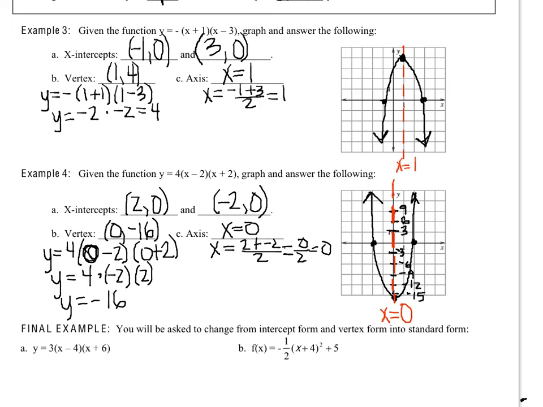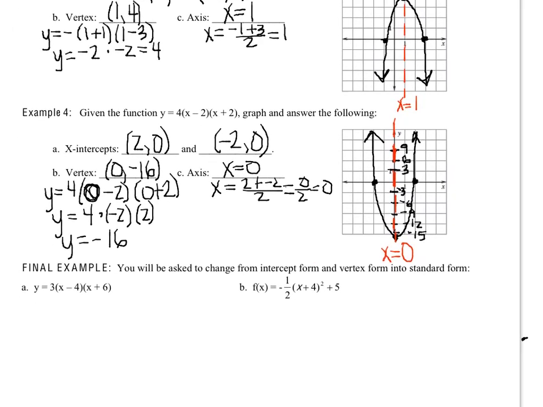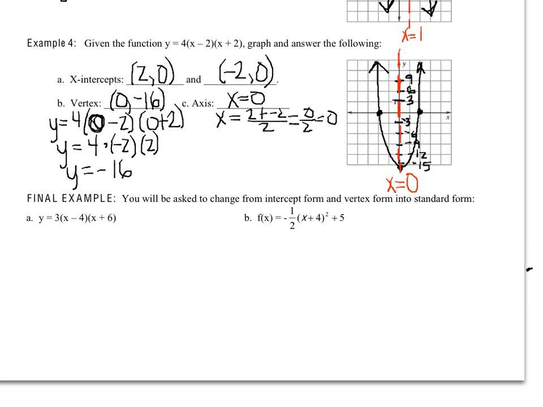Let's do one final type of example problem here. In our final example, it says you'll be asked to change from intercept form and vertex form into standard form. So if you notice standard form, if you flip back and look at the previous page, there's no parentheses in there. So really what we need to do is multiply and distribute.